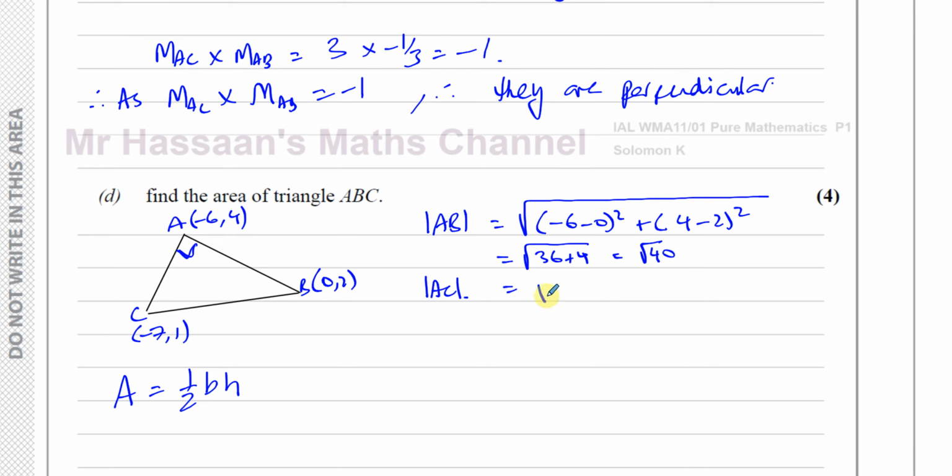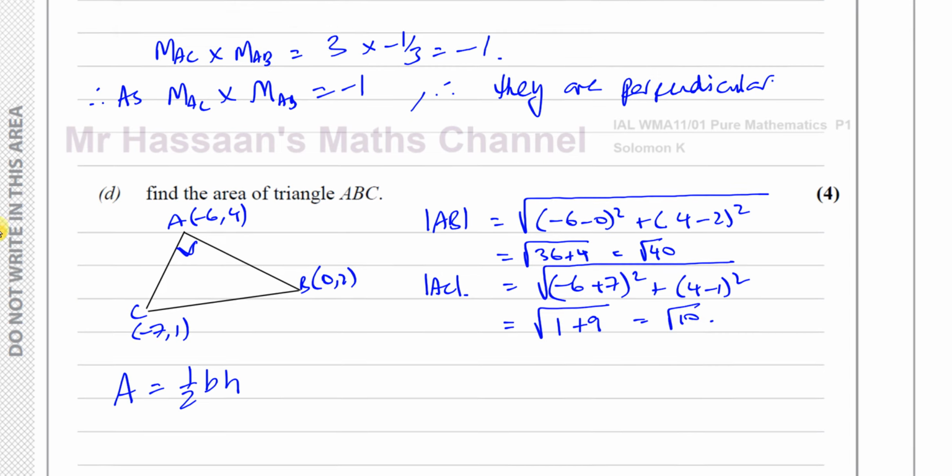And the length of AC is the length between these two. So you have minus 6 minus minus 7, which is minus 6 plus 7, squared, plus the change in the y, which is 4 minus 1, squared. That's going to give me the square root of 1 squared, which is 1, plus 3 squared, which is 9. Square root of 10.